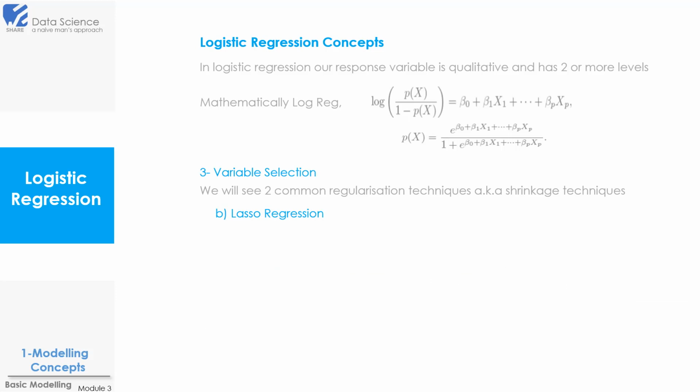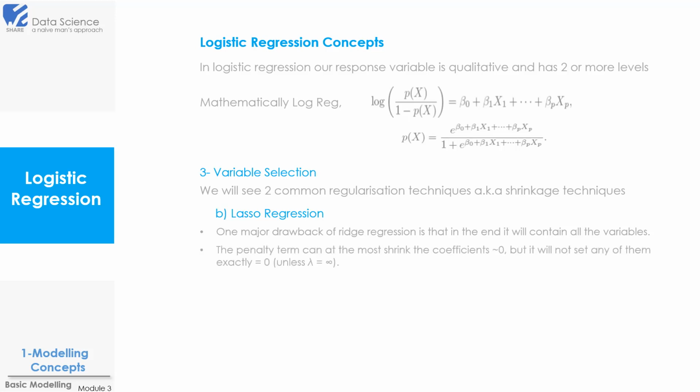Now, why do we need lasso regression when we already have ridge regression? Because one major drawback of ridge regression is that in the end it will contain all the variables. The penalty term can at the most shrink the coefficients to near 0, but it will not set any of them exactly equal to 0 unless lambda is equal to infinity. Now this may not be a problem for prediction accuracy, but for interpretation it could be if p, that is the number of predictors, is large. So this issue is overcome by lasso regression.